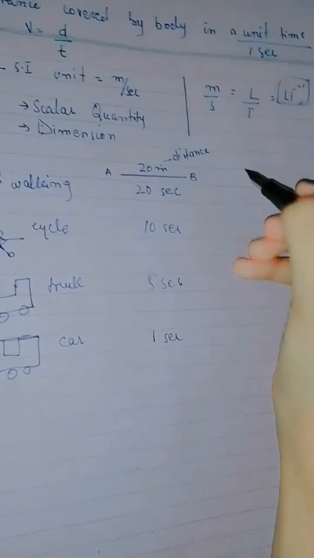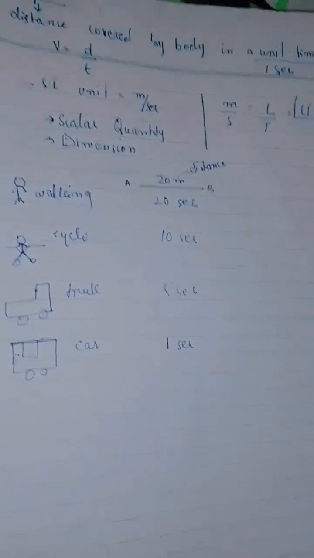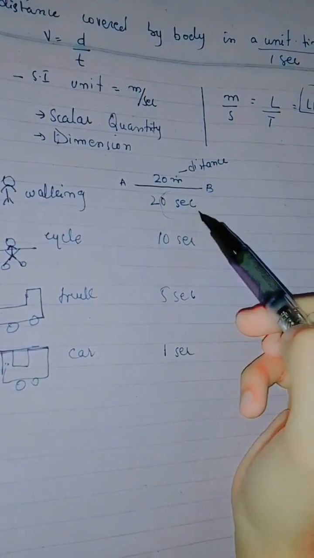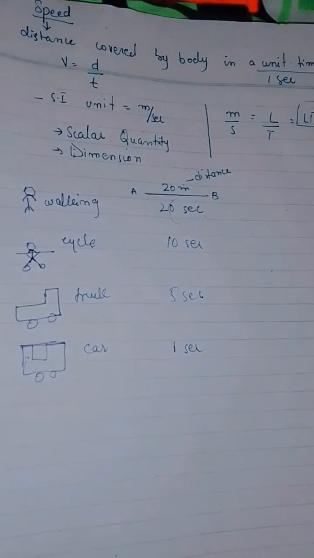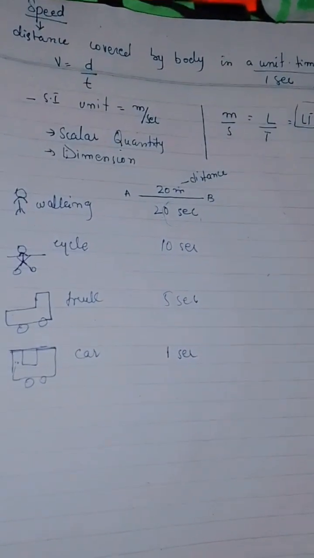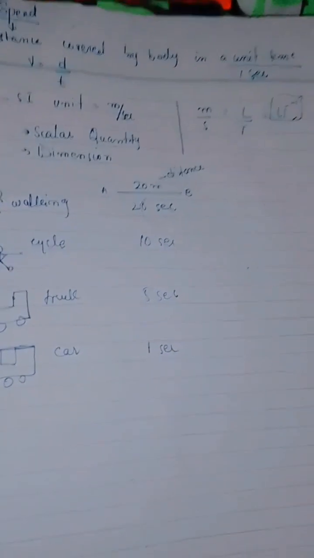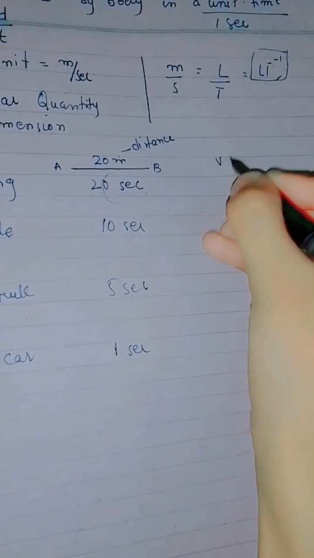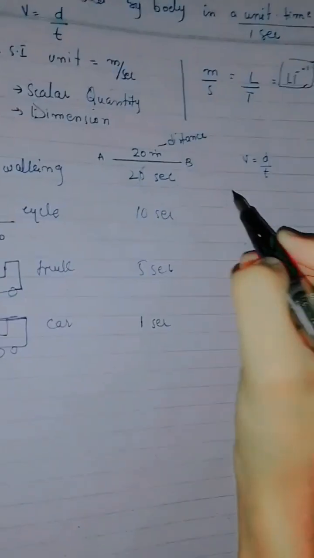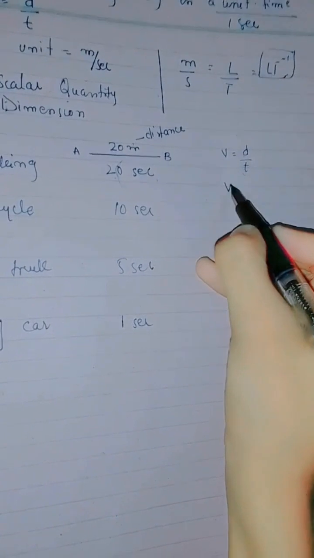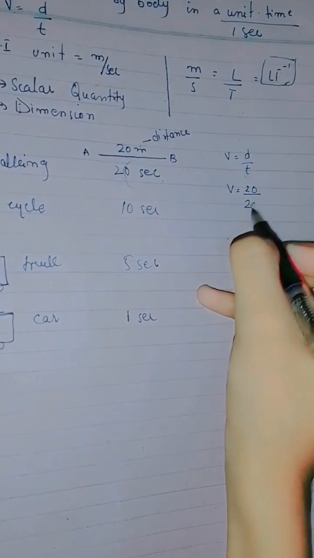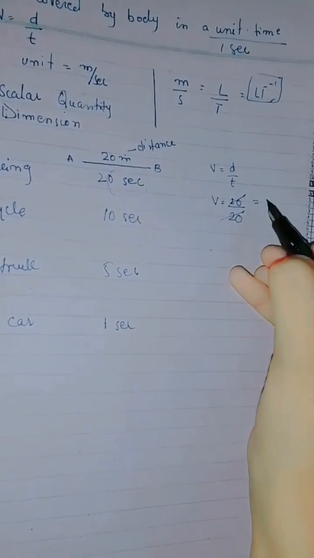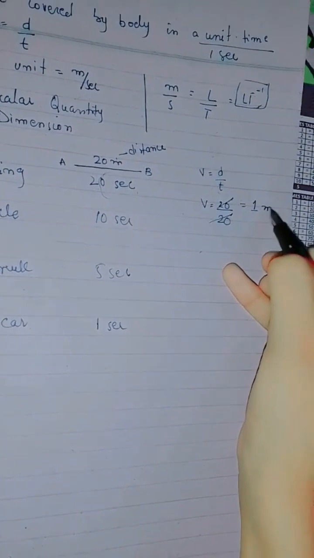Now we will be finding their speed, that is, the distance covered by a body in 1 second. And what is the formula? The formula is V is equal to d upon t. First of all, the walking person: the distance is 20 and the time is 20 seconds. 20 and 20 cancel, so that is 1 meter per second.